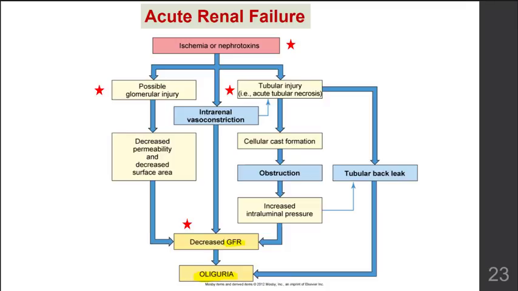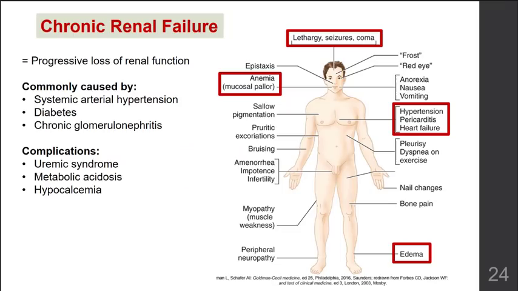The good thing about the acute nature of renal failure is that if you correct the problem, whether it's ischemia or the presence of the nephrotoxins, then the effects can be reduced. So urine flow can resume.